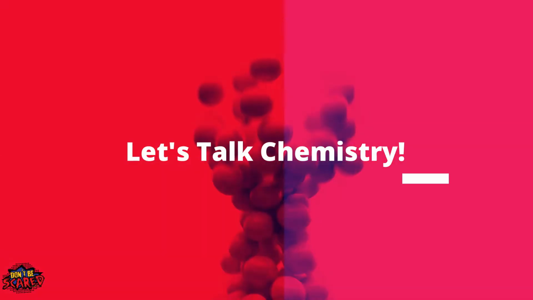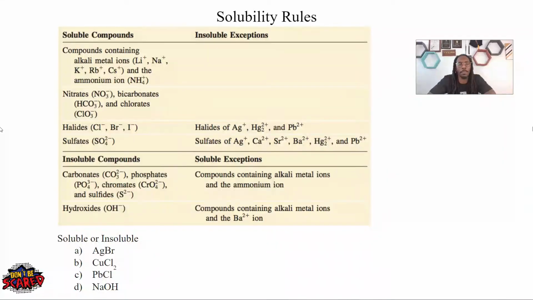Let's talk about chemistry. Let's talk about solubility rules. There are certain ions that will give you either a soluble compound or an insoluble compound, depending on what you have. So let's start out with all of our soluble compounds.